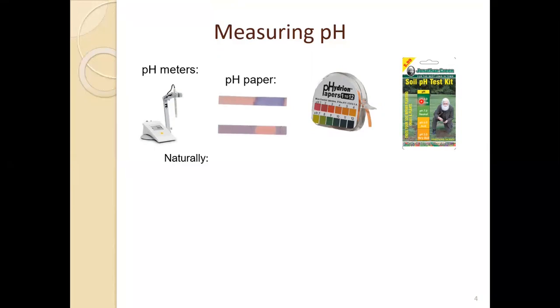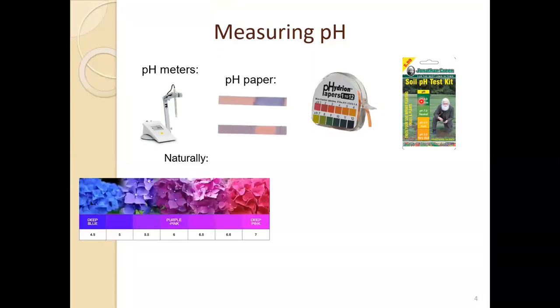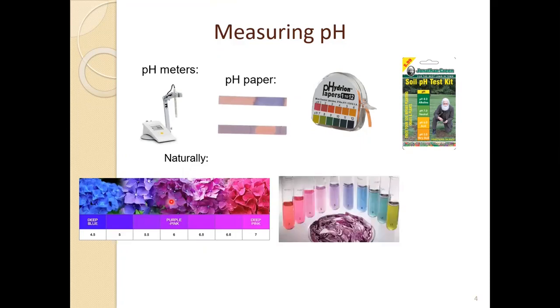There are also natural ways of determining pH. One of those is with the hydrangea bush. Hydrangea bushes are not as popular around here, but certainly are quite a bit in the south where I'm from. The actual color of the big blooms these hydrangea bushes produce depends upon the pH of the soil. If the pH is relatively acidic, 4.5, you get a deep blue color, whereas closer to neutral, more of a deep pink, and somewhere between, you'll get a color somewhere in between.